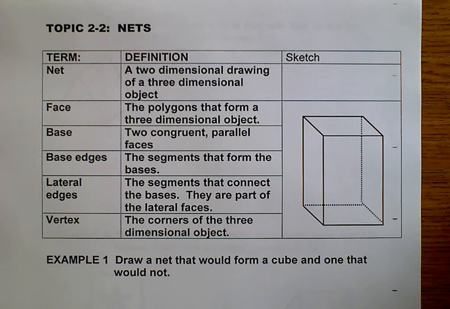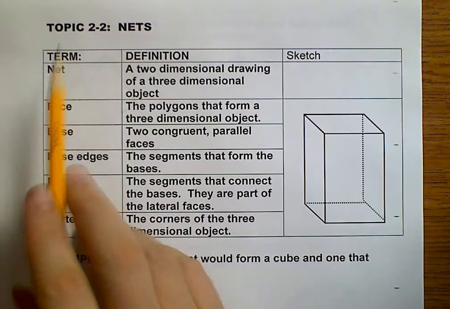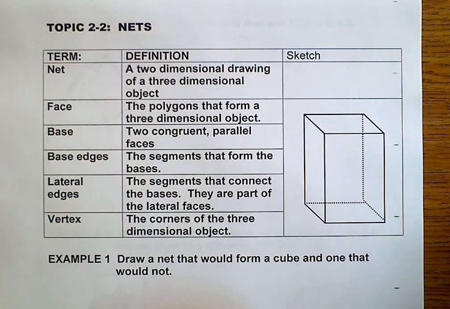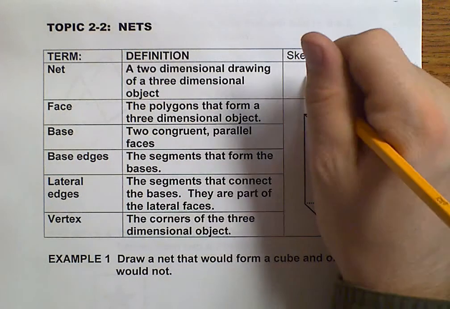Hello, this is Geometry, topic 2-2 over nets. We're going to be talking about three-dimensional figures from here on. And so a net is a two-dimensional drawing of that three-dimensional figure. So I'll go ahead and draw a net right now.